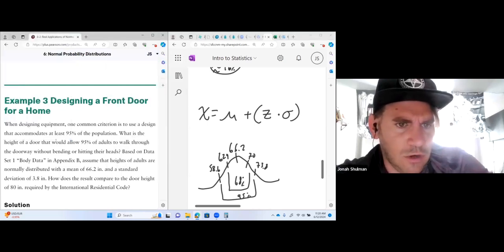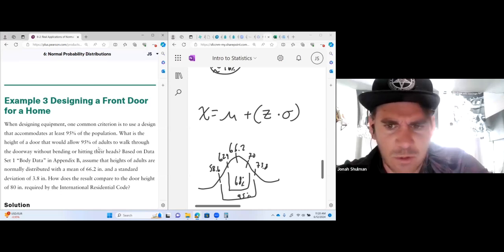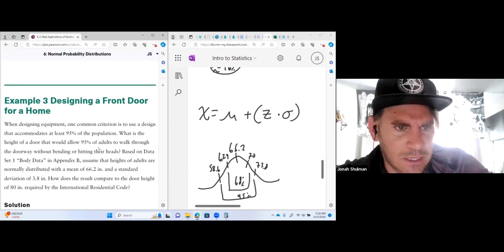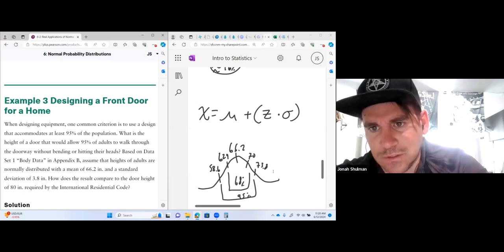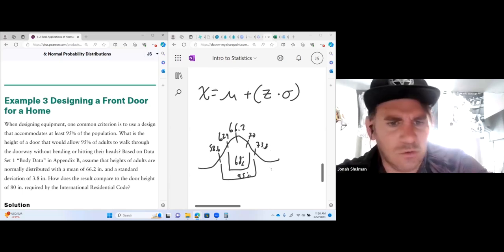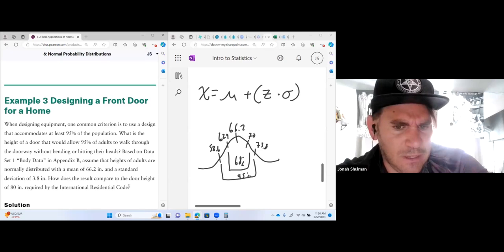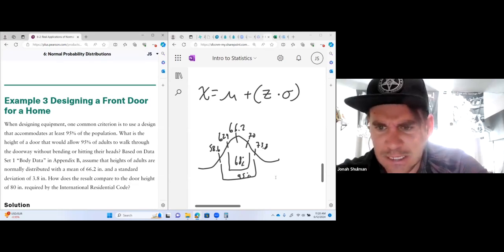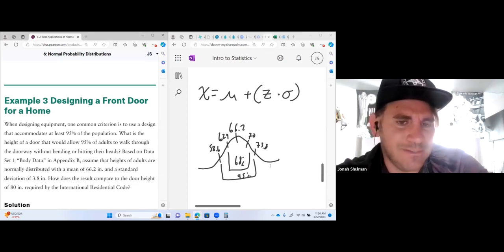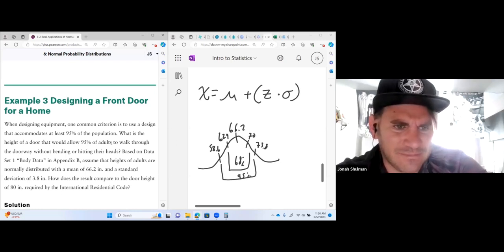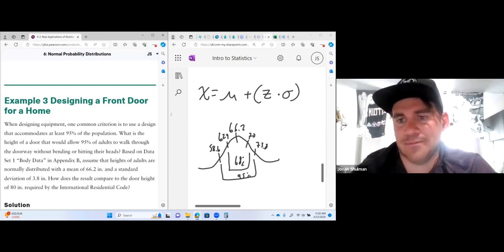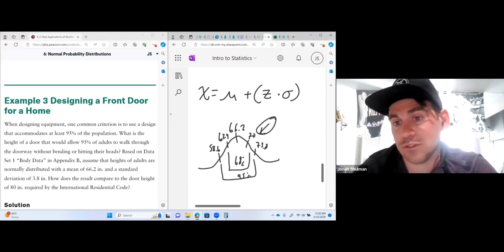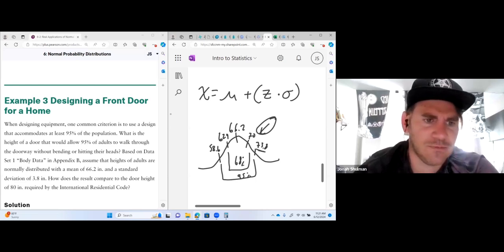So we want to know, what does it have to accommodate? What is the height of the door that would allow 95% of people to walk through based on the data? We know it's going to be between 58.6 and 73.8. We should already know the answer, right? So how does this result compare to the height of a door at 80? 80 is too high. So we just want the right side, because obviously, if it's this tall, the shorter people can walk through it too. So our answer should be 73.8.